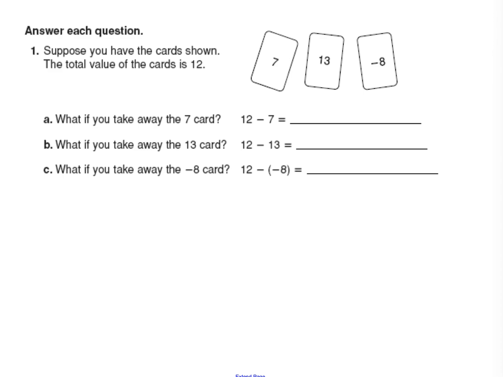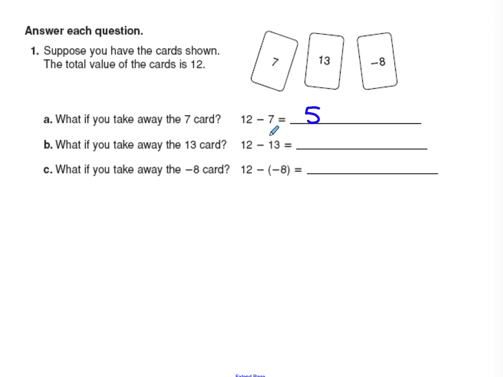All right, so let's try a few more problems. So here's 3 more cards, and our total is 12. So all of our problems are 12, take away one of the numbers up here. So if I take away the 7 card, and I only have 13 plus -8 left, you can think about what is 13 plus -8. I can also think, what's 12 minus 7? Those are positive numbers, and I have enough to take away. Either way, I'm going to get a +5 as an answer.